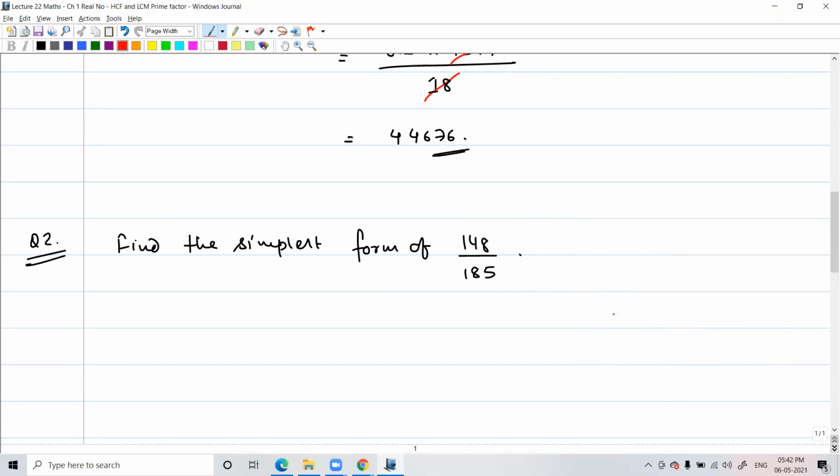Is that clear to everyone? What you have to do? Yes, sir. Okay. So I will not do this one this time. You have to do this 148, 185. What is the HCF? Find it out and tell me.